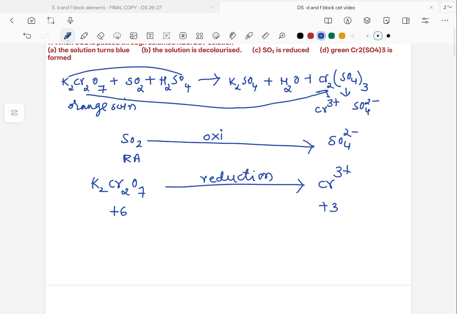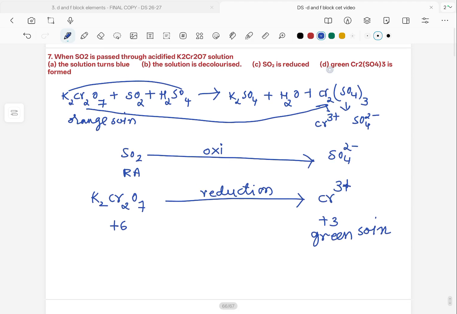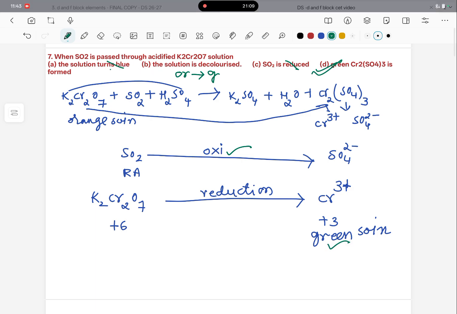And here the orange color solution, now by forming Cr3 plus ion, turns green in color. So our option here given is D option, where green color Cr2(SO4)3 is formed. Here the solution is decolorized. No, because the solution is changing from orange color to green color here. Sulfur dioxide is reduced. No, it is getting oxidized in the reaction. The solution turns blue. No, it is changing into green color. So the option should be D option here.